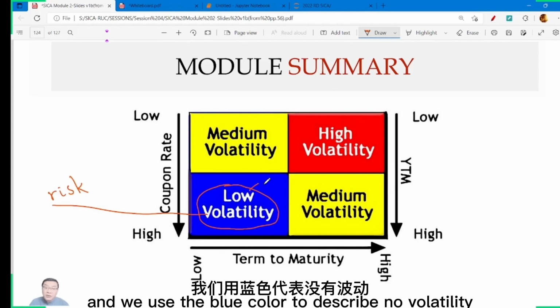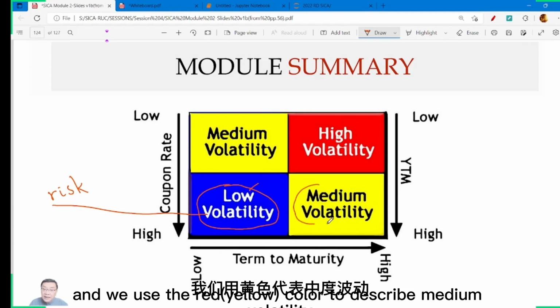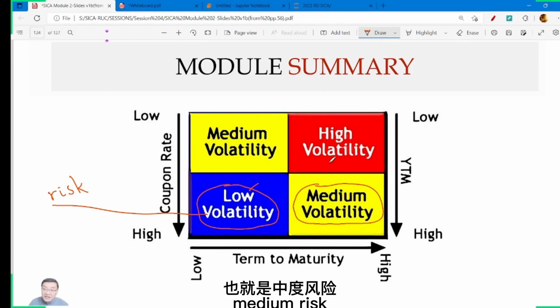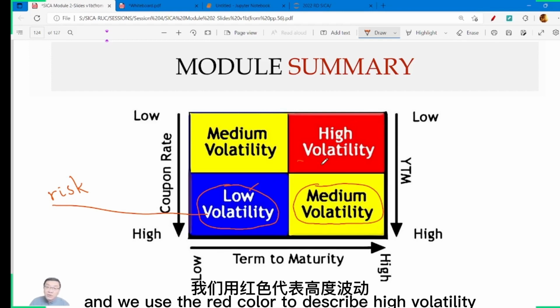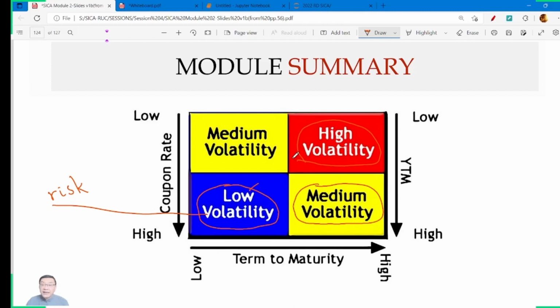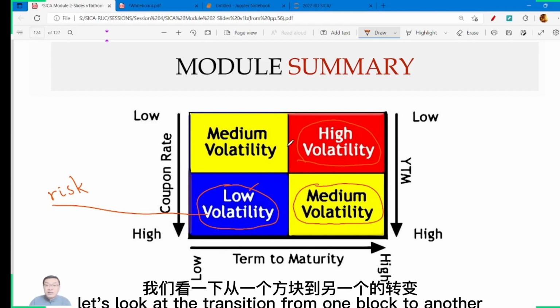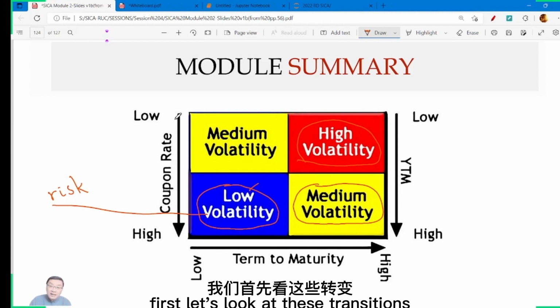And we use the blue color to describe low volatility. And we use the red color to describe medium volatility. It's medium risk. And we use the red color to describe high volatility. Okay, let's look at the transition from one block to another. First, let's look at these transitions.